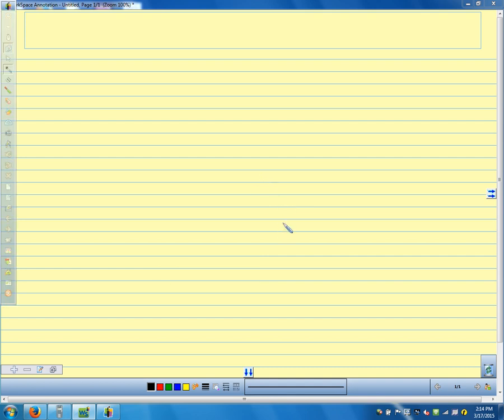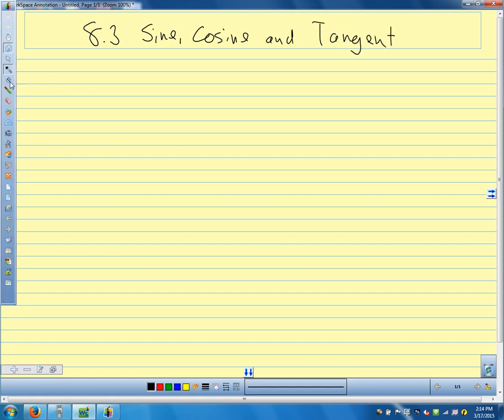After this class, it will show up pretty much in every math class you ever take from here on out. So we're going to talk about sine, cosine, and tangent. So we get to learn about several new buttons on your calculator too.